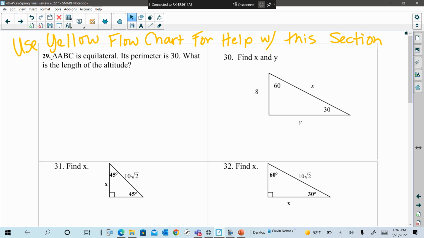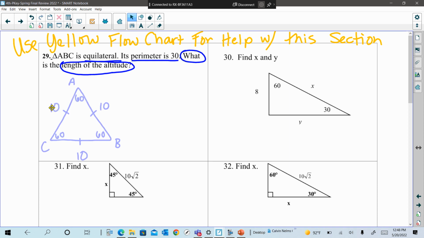All sides are congruent and they equal 10. So if you need to draw a picture, there's your picture. Triangle ABC has side 10.